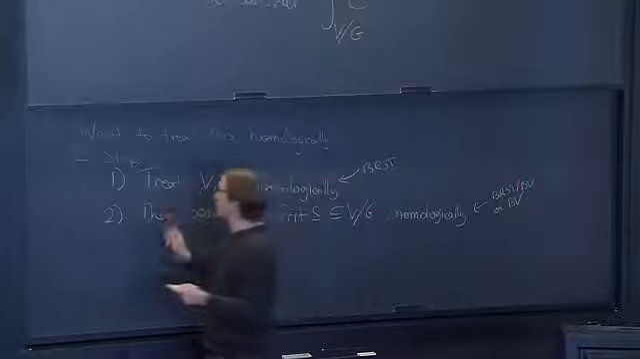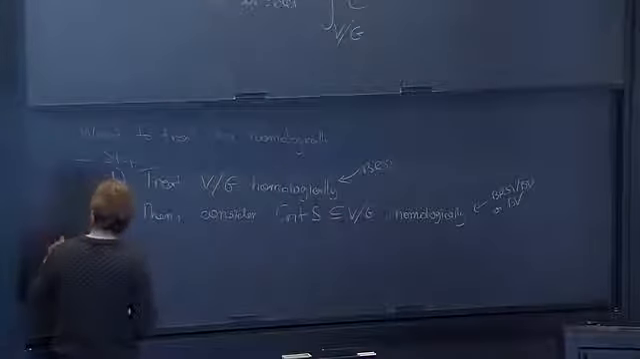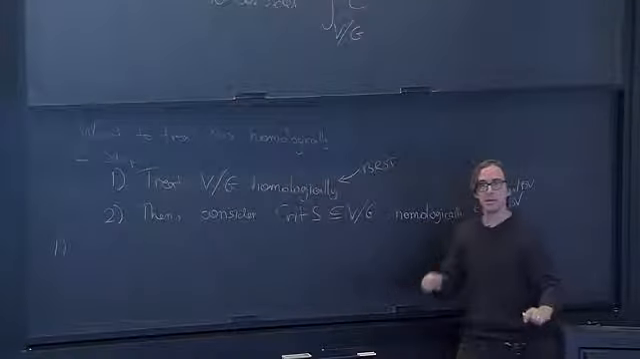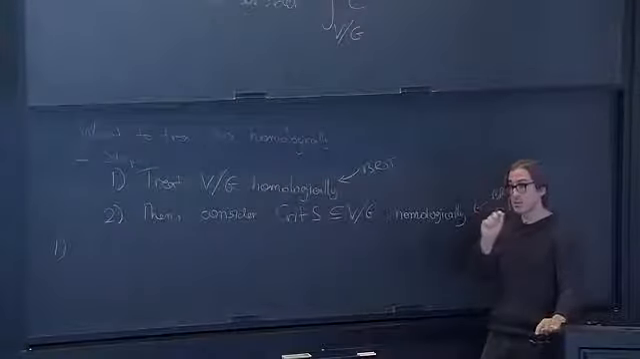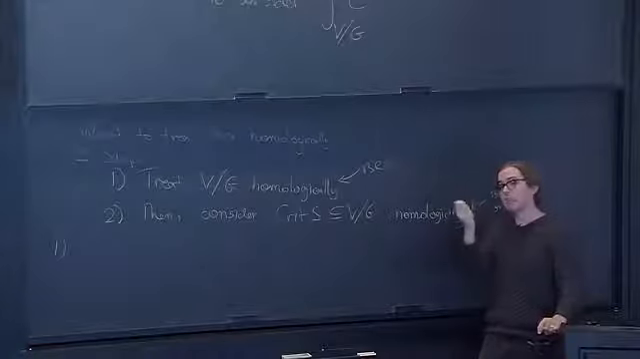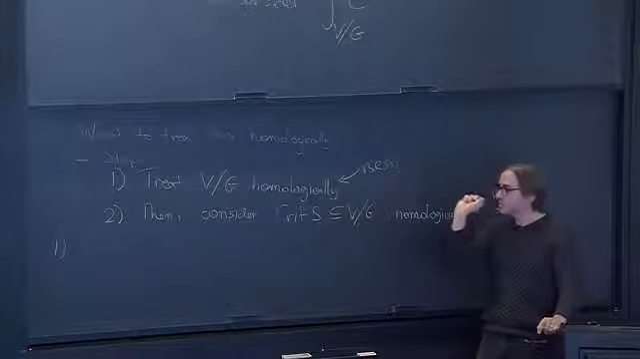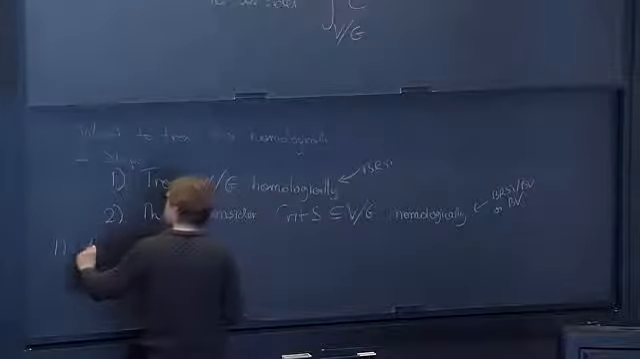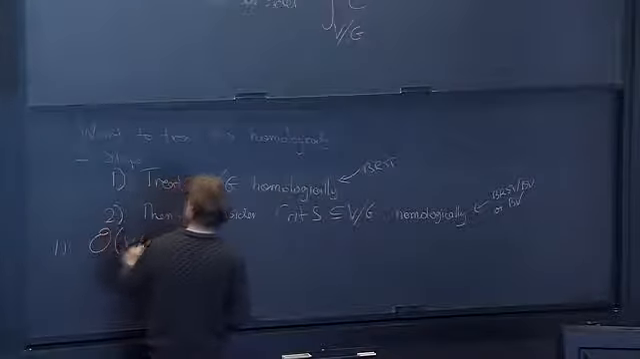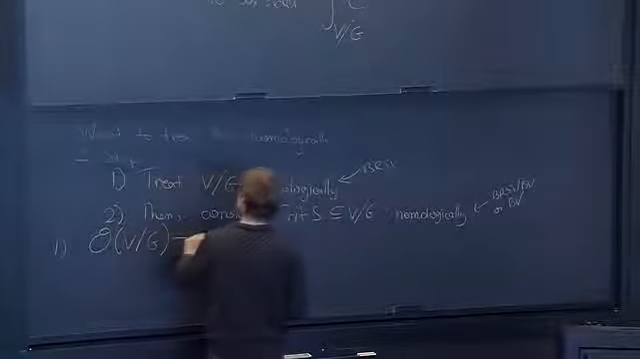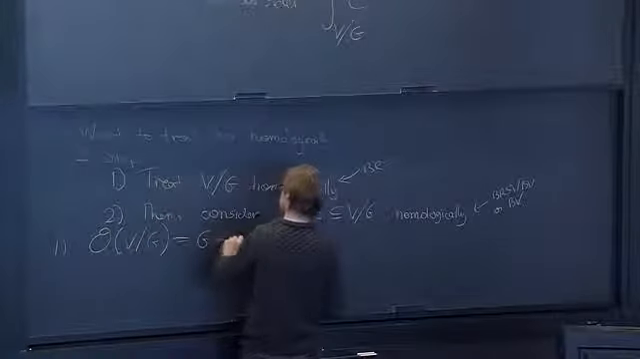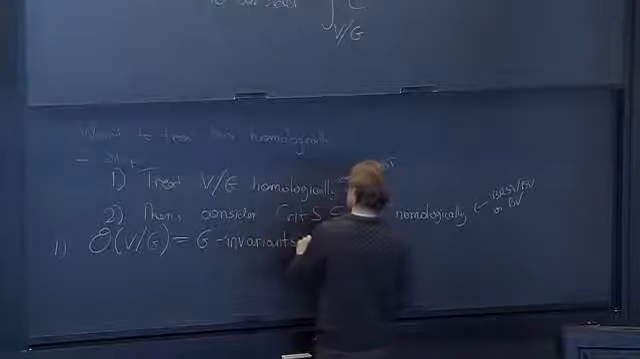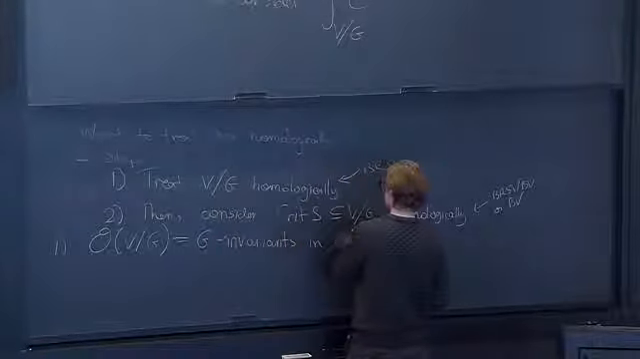So how do we do one? Well, whatever the quotient is, the quotient is like the set of G orbits, so the functions on it must be invariant under the action of G. So functions on the quotient is going to be the G invariants in functions on V.